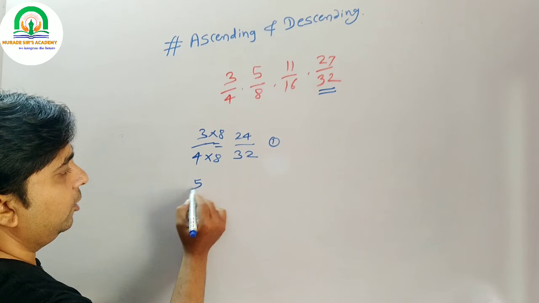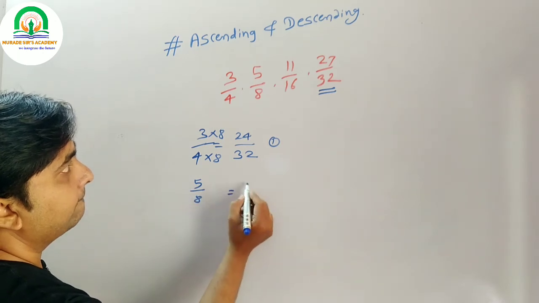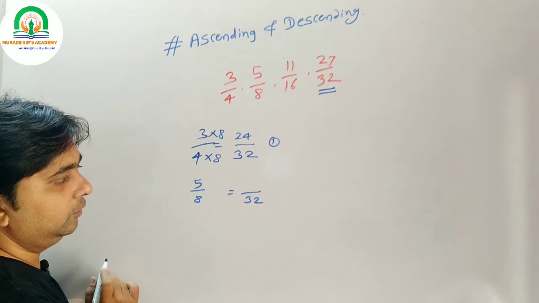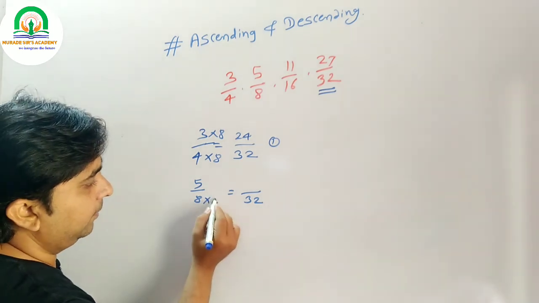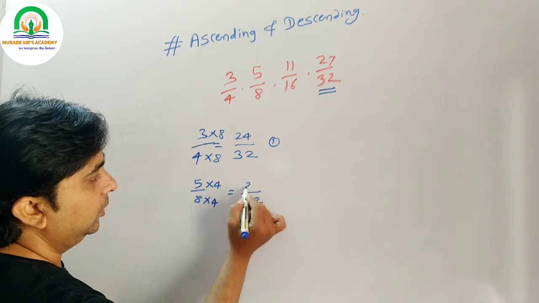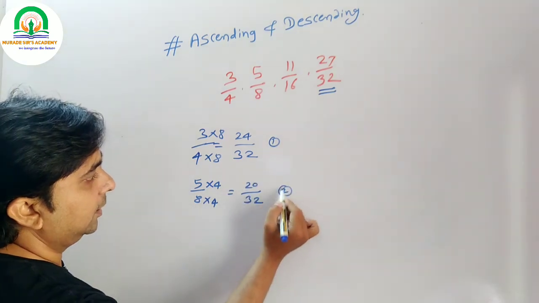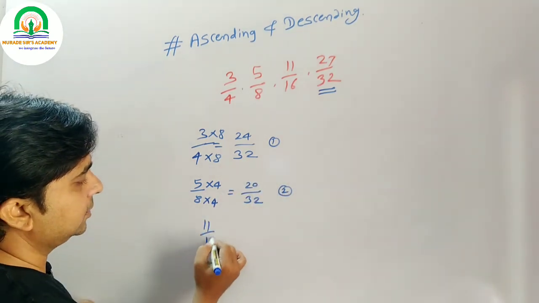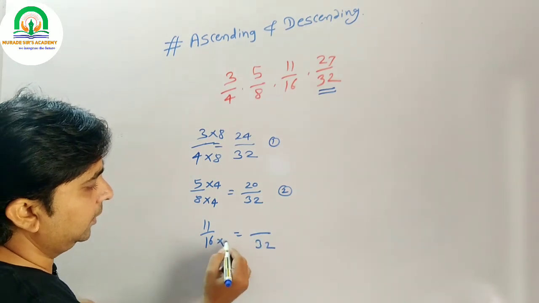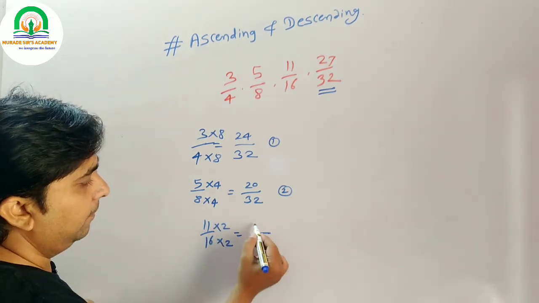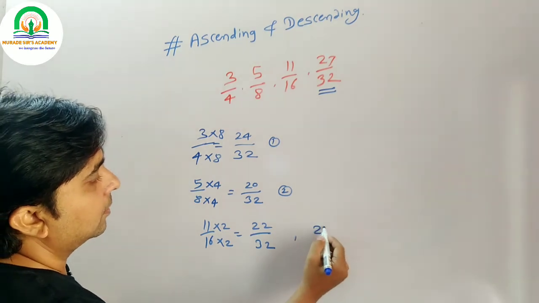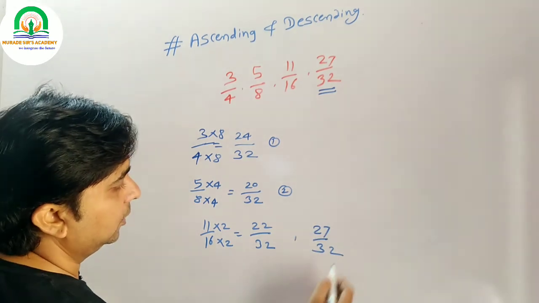Then 5 upon 8: we want to convert it into denominator 32, so 8 multiplied by 4 and 5 multiplied by 4, 5 into 4 is 20. This is the second number. Then 11 upon 16: we want denominator 32, so multiply by 2, which gives 22 upon 32, and the last number is 27 upon 32.